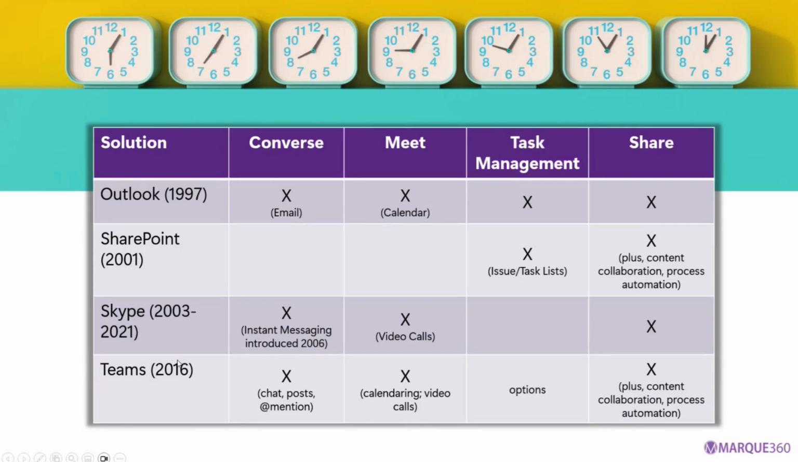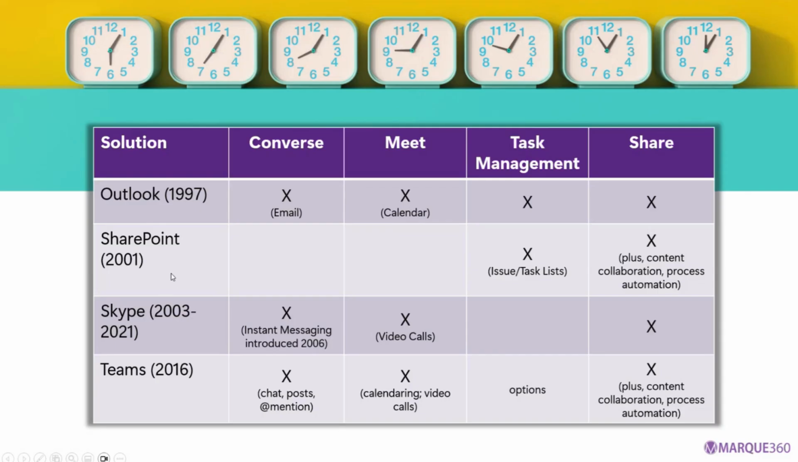This is kind of in this whole communication and collaboration suite, and I just wanted to point some things out. So obviously, if you're a Microsoft shop, you're using Outlook for your email. It's been around since 1997. So with that, how do we converse? We email. How do we meet? We put time on our calendars and set that aside. It also has some task management capabilities. And obviously, we're sharing, right? We're sharing files as email attachments.